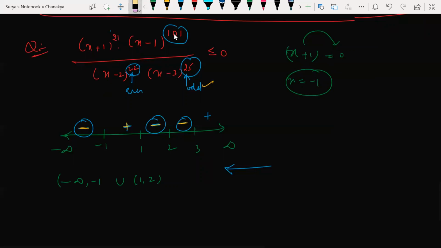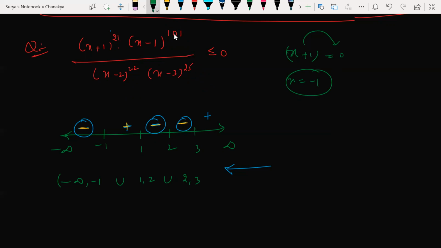Okay, let me not write the brackets. 1 to 2 union 2 to 3. Everyone will write this, but keeping the brackets here, at minus 1, should we write open bracket or close bracket? Come on, quick, very easy. How to check for writing the open bracket or close bracket?